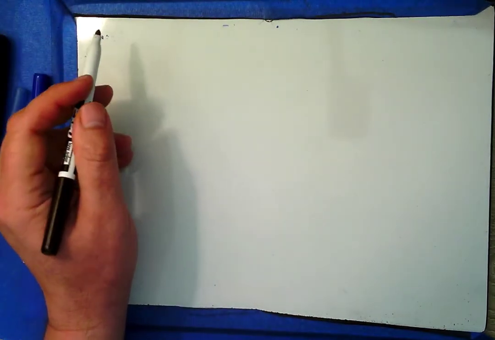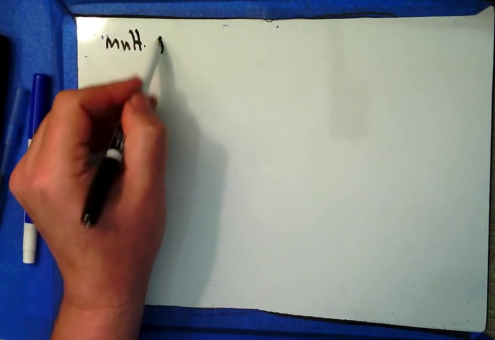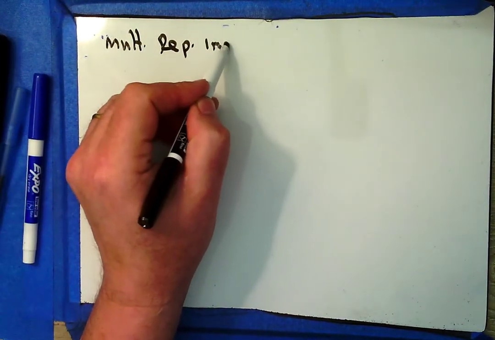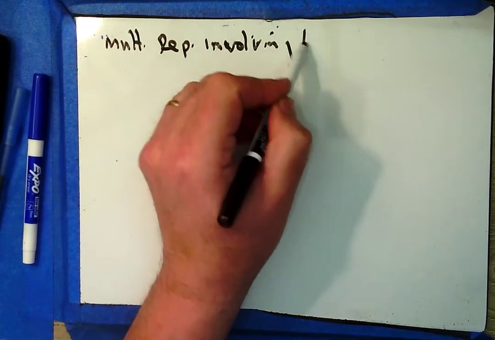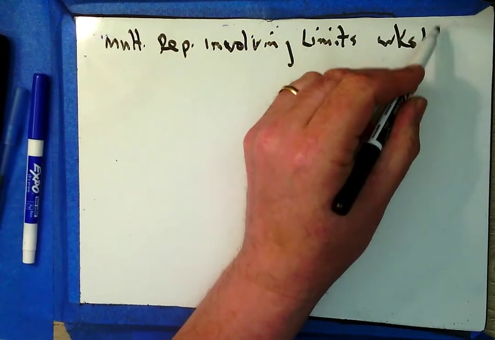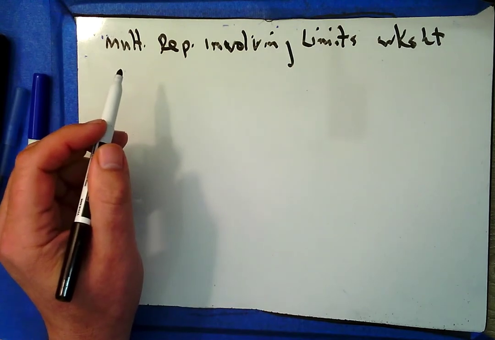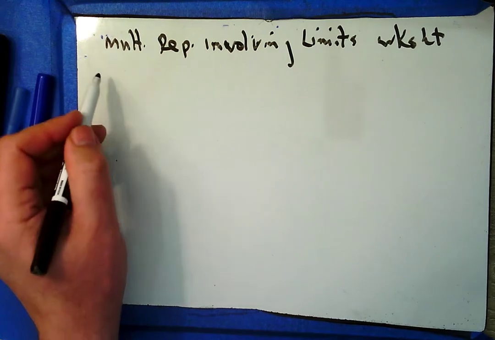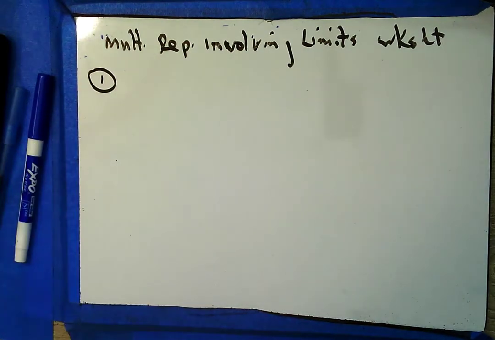Hi, in this video we're going to be looking at the multiple representations involving limits worksheet. There's only 5 questions here, but there's multiple representations. 1. 3 different ways of describing a function called h of x.